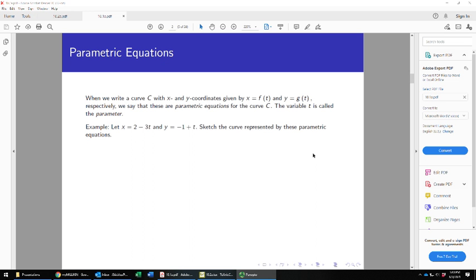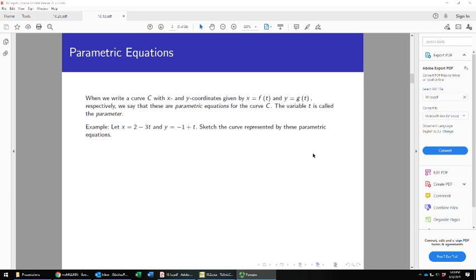All right, so let's look at another example here. Let's say we have the parametric equations x equals 2 minus 3t and y equals negative 1 plus t. This one asks us to sketch the curve represented by these parametric equations. So in this case, we're given parametric equations. We're going to sketch the curve, and that's usually the way that we're interested in it.